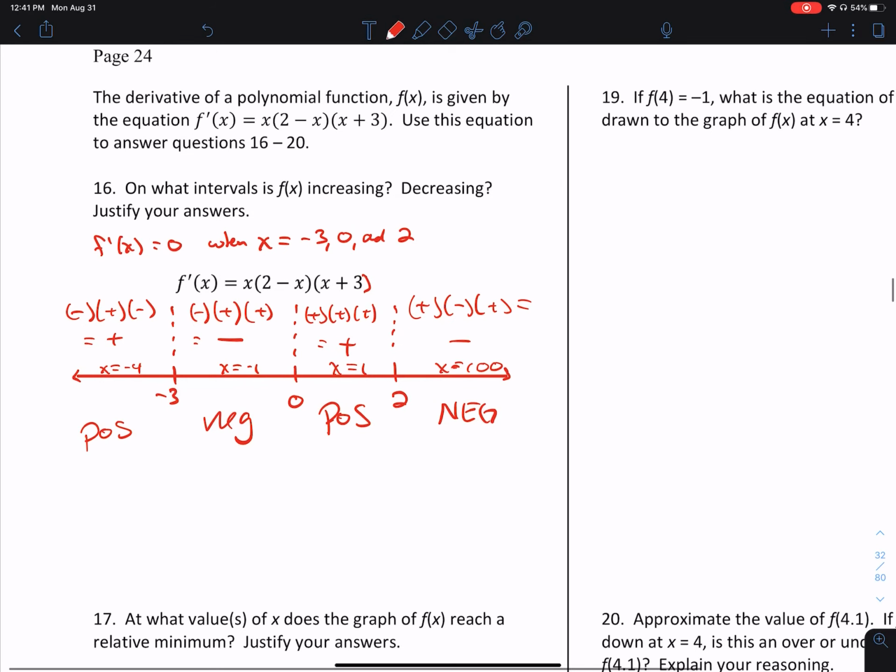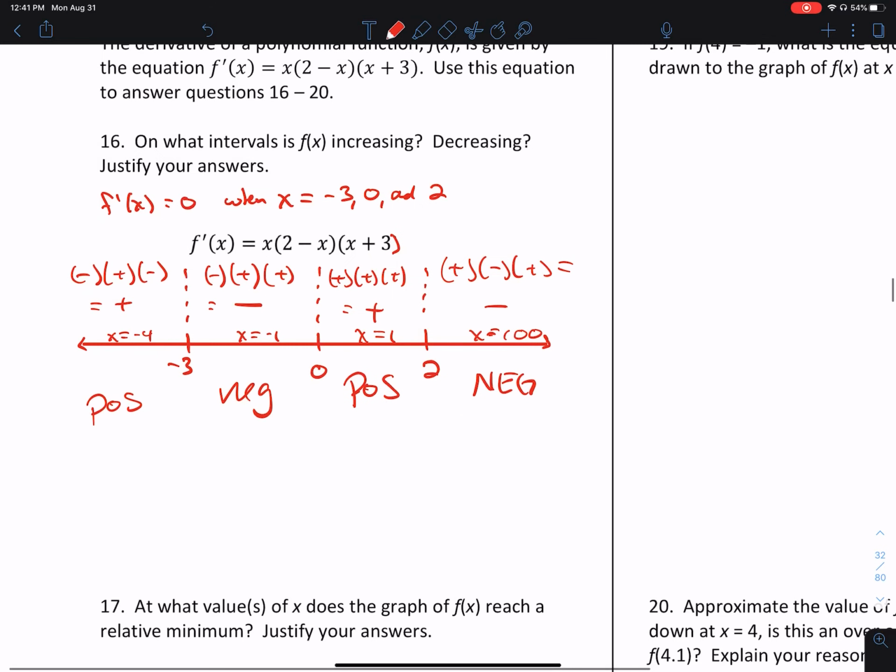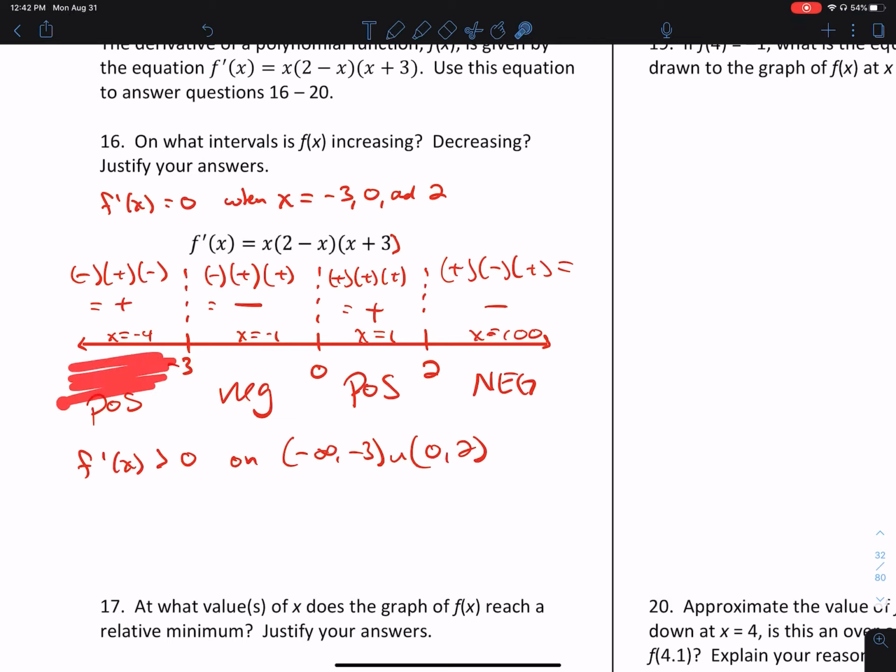So that's negative. So to answer the question, at what intervals is f of x increasing? Justify your answer. When is it decreasing? Justify your answer. Well, here's what I know. I know that f prime of x is greater than 0 on the interval from -∞ to -3 in union with 0 to 2. This interval is positive, and this interval is positive.